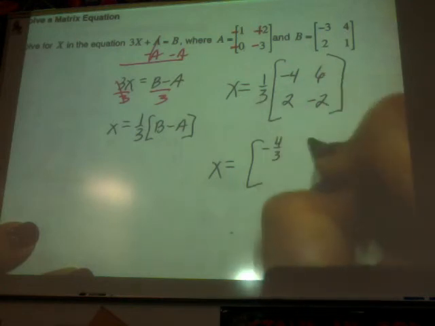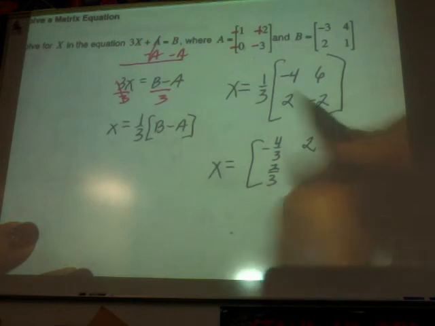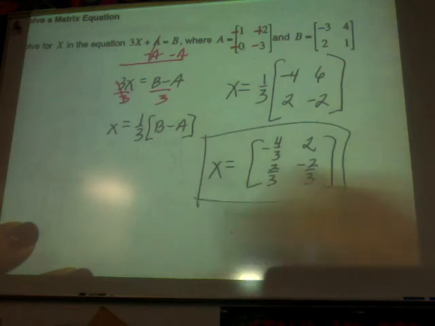6 divided by 3 is 2. 2 divided by 3 is 2/3. Negative 2 divided by 3 is negative 2/3. That is what x is.